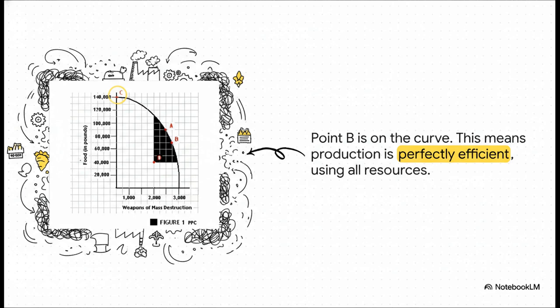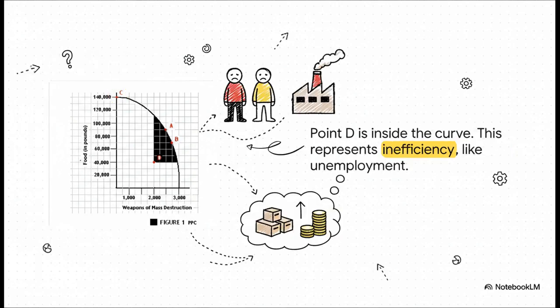Now, any point right on the curve, like this point B here, well, that's the sweet spot. This is what we call efficiency. When you're on the curve, it means you're firing on all cylinders, making full use of everything you've got. Nothing is going to waste. But what about point D, here, inside the curve? This spot represents inefficiency. It means some of our resources are just sitting around, totally idle. Maybe you've got high unemployment, or factories that aren't running. The key thing about being at point D is that we could be producing more of both things. We're not living up to our full potential.